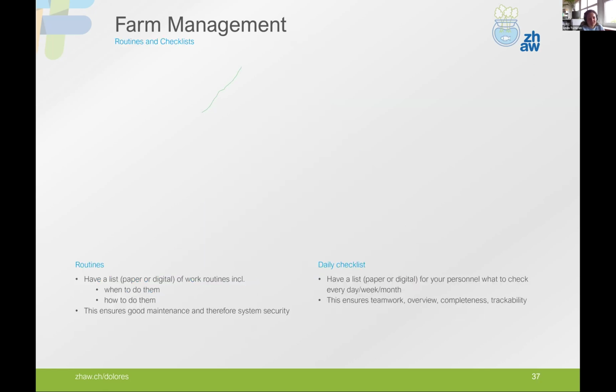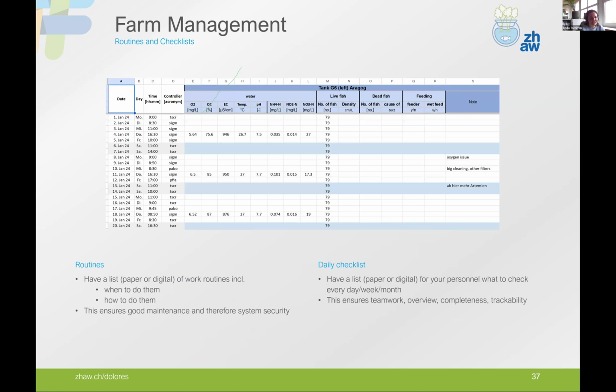In our system, every day somebody goes and checks on the different systems and the different fish. So we make it rather easy. Nothing more is needed than an Excel sheet. This is ours from one of my tanks, where every day somebody goes and says, yes, I was here, you sign with your name, and then you are responsible that when I was here, I checked everything and everything was fine.